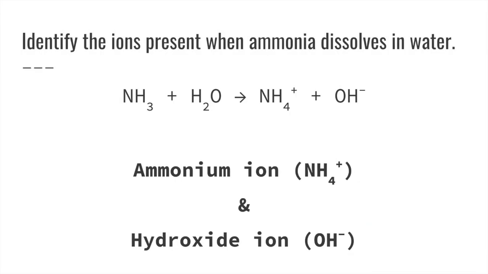Shown here is the balanced chemical equation for how ammonia, NH3, reacts with water, H2O, to produce ions. The ions that are produced are the ammonium ion, NH4+, and the hydroxide ion, OH-. Ammonia is a base. It is a molecule that accepts H+ from H2O to make OH-. Because it makes hydroxide ion, it is a base.